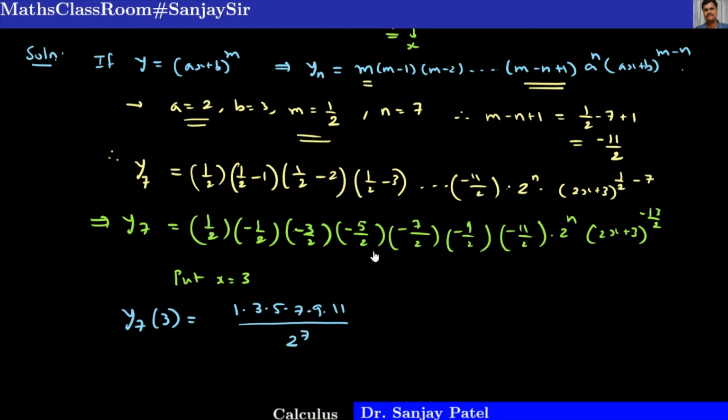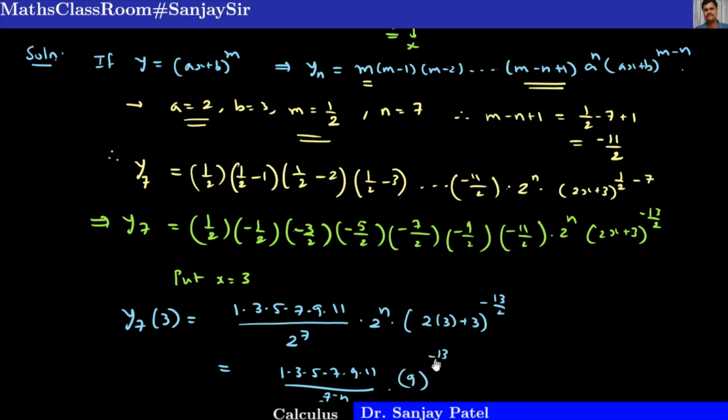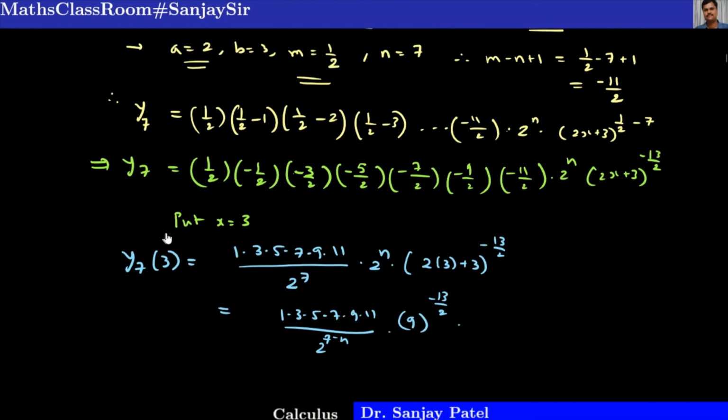Into 2 raised to n into 2x plus 3. So 2 into 3 plus 3. Just note that we are putting the value of x in this place. So this is our final answer. This I can write as 1 into 3 into 5 into 7 into 9 into 11 by 2 raised to 7 minus n into 3 to the 6 plus 3, that is 9 raised to minus 13 by 2. Okay. Let us go to the next problem.